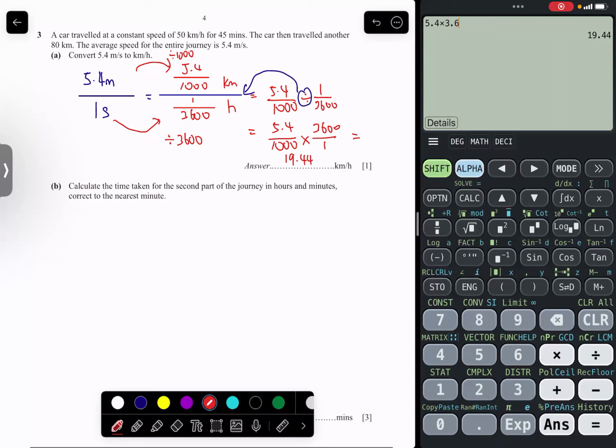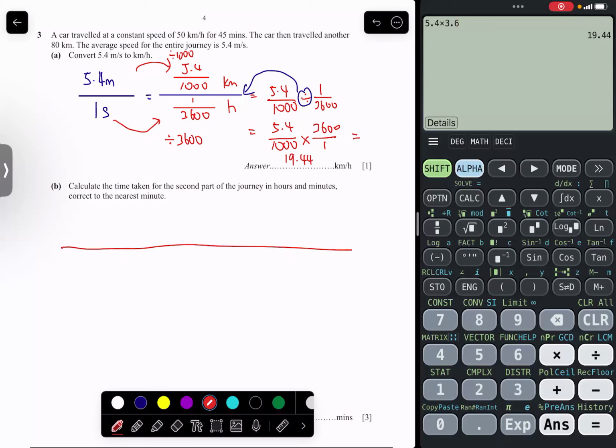Okay, we only round off to 3SF if the answer has a long range of decimals, and it's not exact. Calculate the time taken for the second part of the journey in hours and minutes, correct to the nearest minute. Okay, so the car travelled a total distance. How much total distance did it travel?